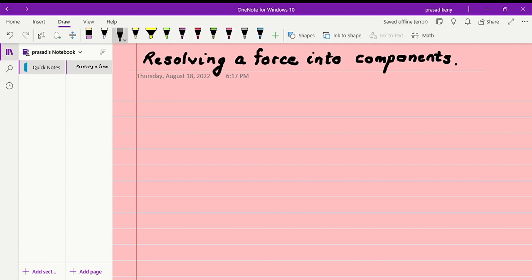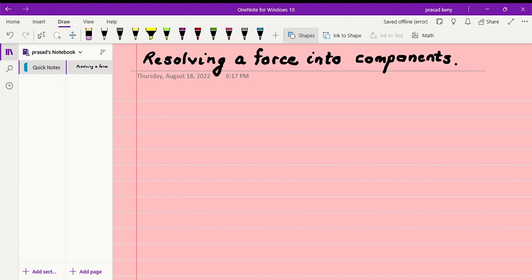Hello students, today we'll study how to resolve a force into components. First of all, let us see what we mean by components. Suppose a force is acting on an object neither in the horizontal nor in the vertical direction, but making some angle with the horizontal direction. In that case, the force will have two components, one in the horizontal direction and one in the vertical direction.